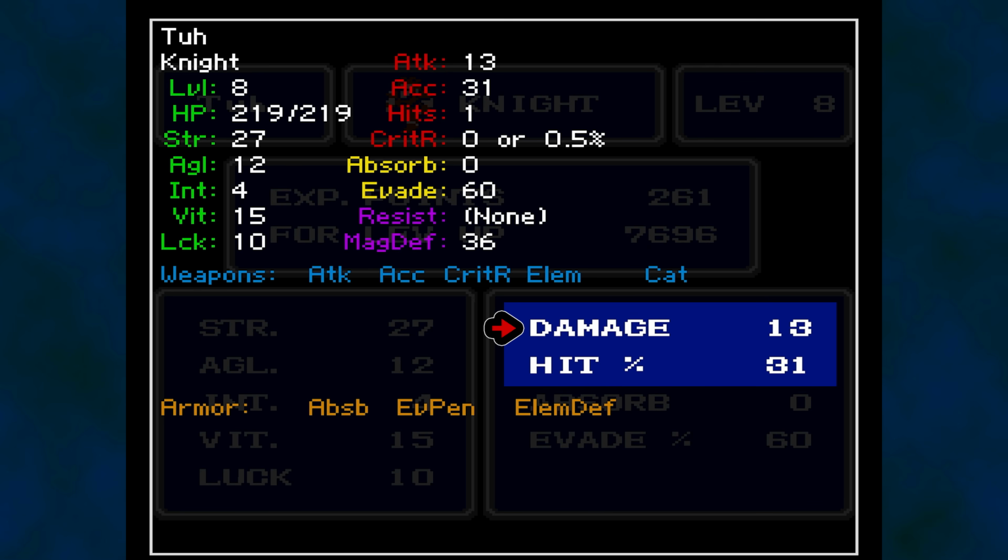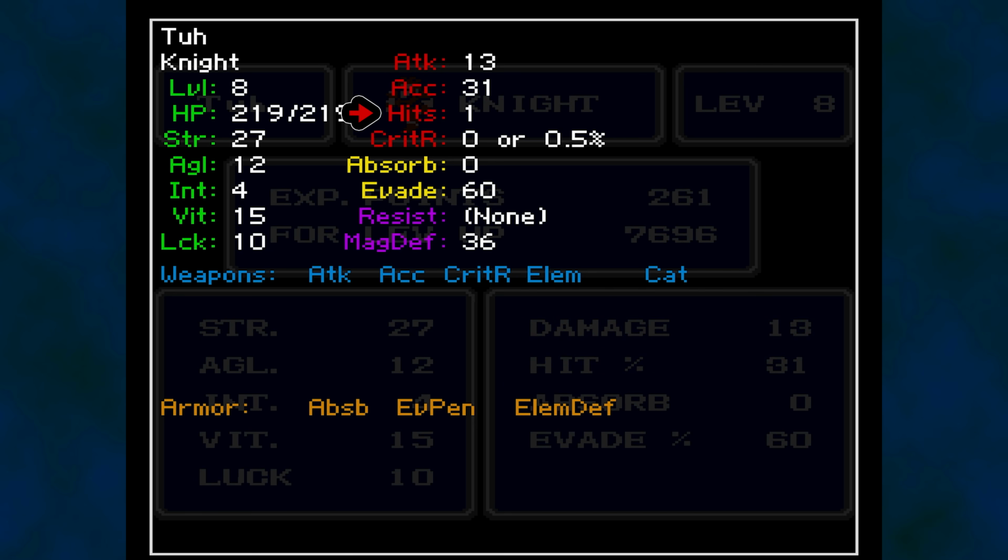Damage is not the amount of damage dealt during battle, it's a number that figures into damage, so let's call this one attack. Hit percentage is not a percentage, but is part of the logic for if you land a hit or not, so let's call it accuracy. The hits number is simply how many times we roll for damage for this character per round. Finally, crit rate, our chance to land a critical hit.